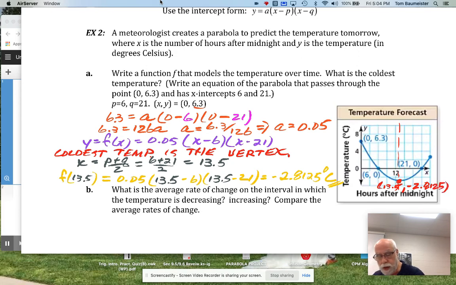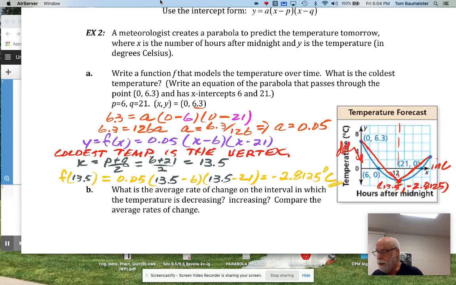Okay, so now the average rate of change is really just our slope. What we're looking at is going from 0 to 13.5. Again, if you think about it, that's when our parabola is decreasing, and then we're going to go from 13.5 to 24. Those are my x values, and that would be when it is increasing.